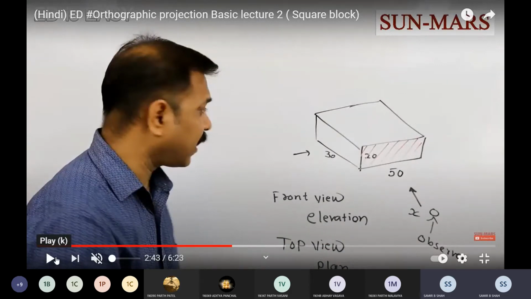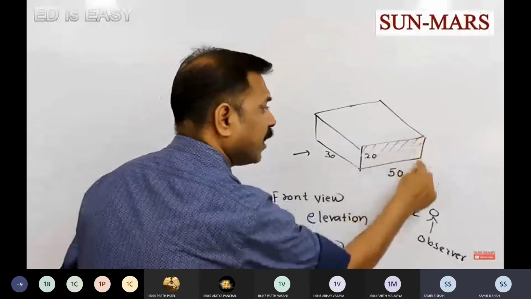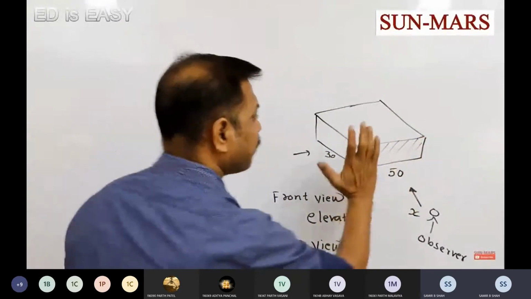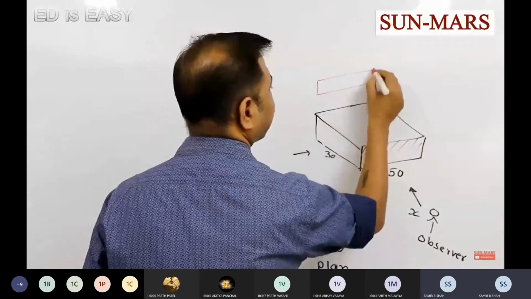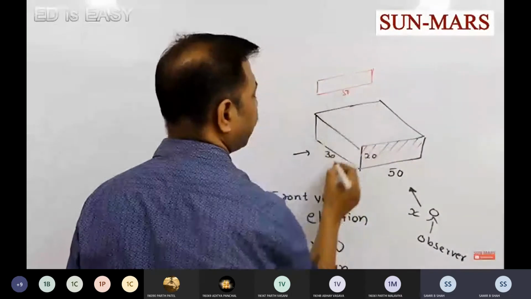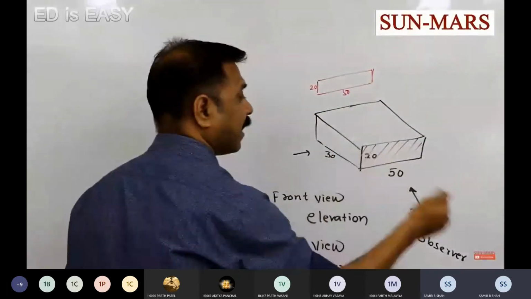This is a very easy method. Whatever you see in the first angle, you just draw with the hatching line, and with the pencil you are very clear which parts you have to draw in the front view and elevation. Then the remaining things, that is the top view, elevation and side view, you may also judge in your own way. As we have seen, the hatching line is 50 by 20.